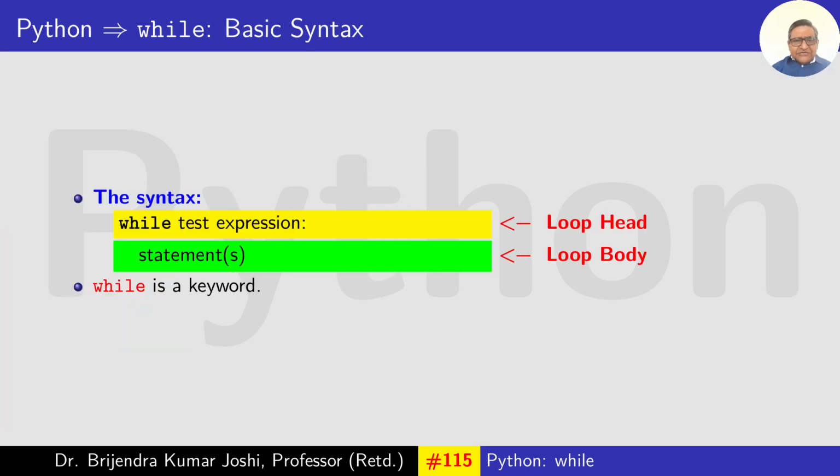This is the basic syntax. This is referred to as the loop head, and inside this we have the test expression. It can be any expression which evaluates to a boolean value, either true or false, followed by one or more statements, and these statements make the body of the loop. While is a keyword, so we cannot use while for any purpose other than the one it has been defined for.